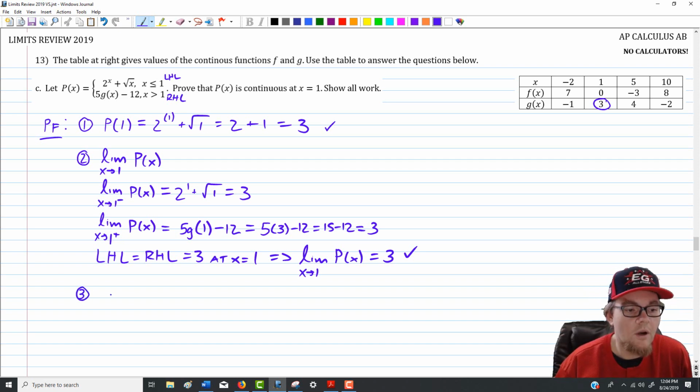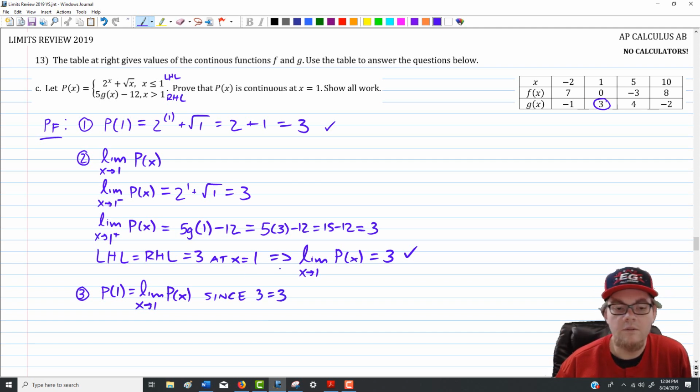So as far as our finishing part, remember our goal was to show that eventually p of 1 equals the limit as x approaches 1 of p of x. Well, that's true because our two values are 3 and 3, and 3 equals 3. So the third step holds as well. So we are done with the proof part. All we need to do is communicate what it was that we were doing. We've just proven, so we can say therefore p of x is continuous at x equals 3. Or at x equals 1, excuse me.